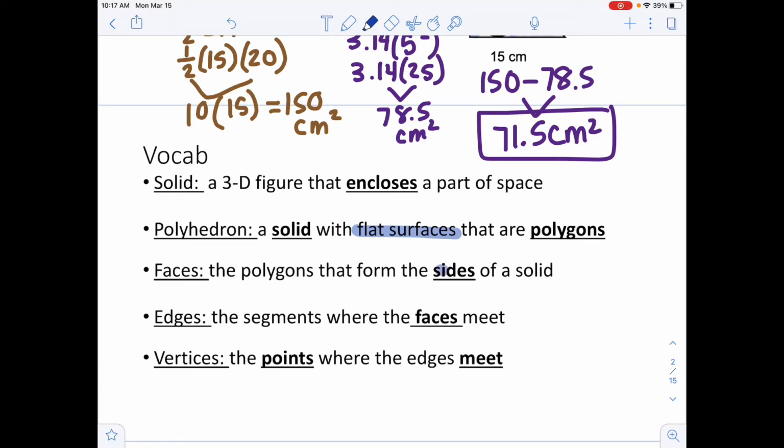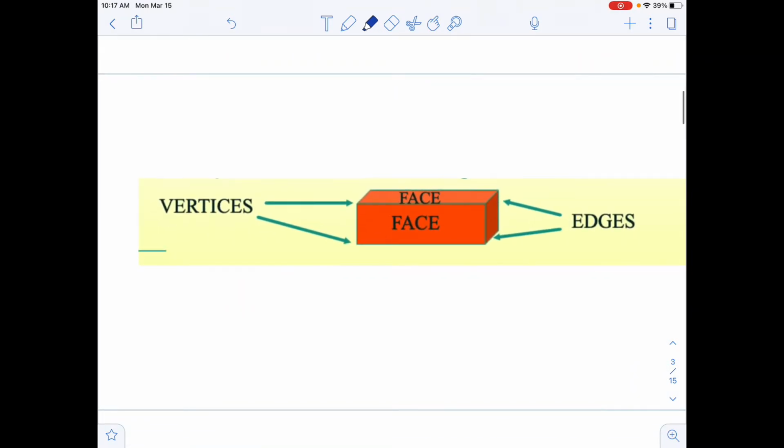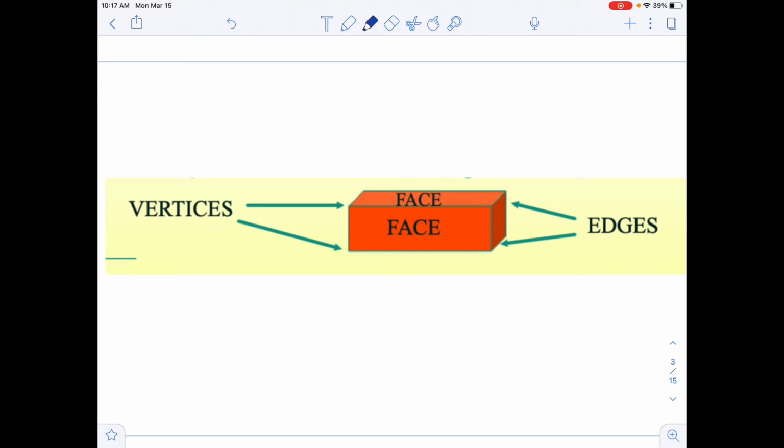Faces are the polygons that form the sides of a solid. Edges are where those faces meet. And vertices are the points where the edges meet. So looking at this solid here, think about this as like a Kleenex box. The vertices are all of the points where those edges meet. The edges are those sides where the sides meet up, so like the folds in the tissue box. And then the faces are just those outside shapes, so in this case, the rectangle.